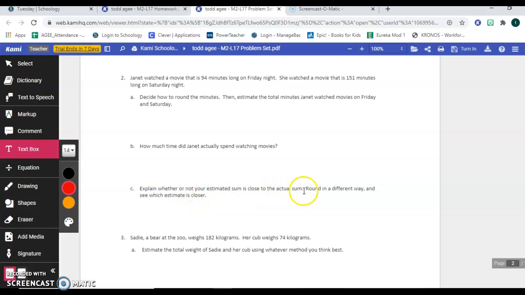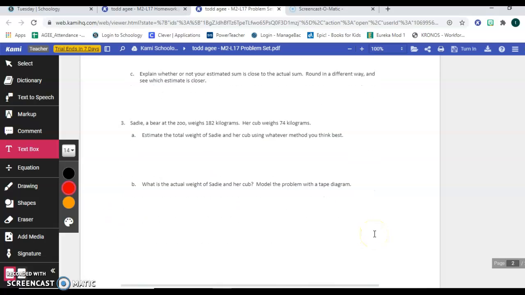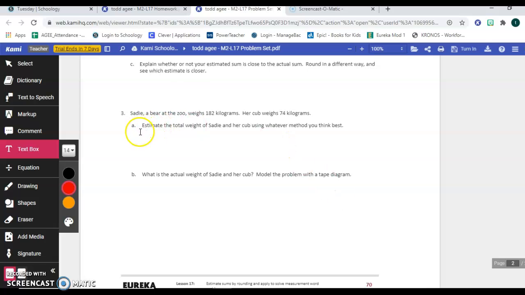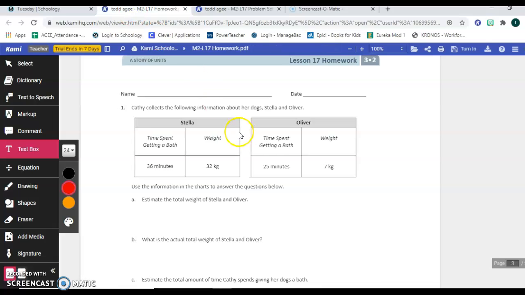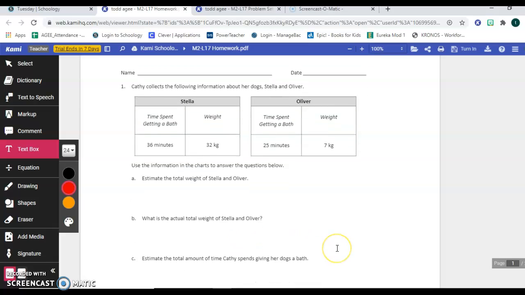Well, I kind of just gave away the story here. If you round to the nearest 100, you're probably going to be farther off than if you round to the nearest 10, because you're not changing the numbers nearly as much in your rounding. So in number 3, it's the same kind of deal. They ask you to do an estimated total weight, and then they ask you to do an actual weight. So it's practice with rounding, it's practice with adding, and it's practice also with reasoning. When you get into the homework, it's the same kind of deal. They give you different scenarios and ask you to estimate totals and find actual totals.